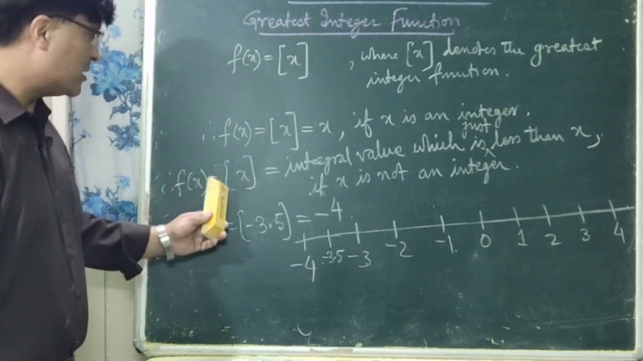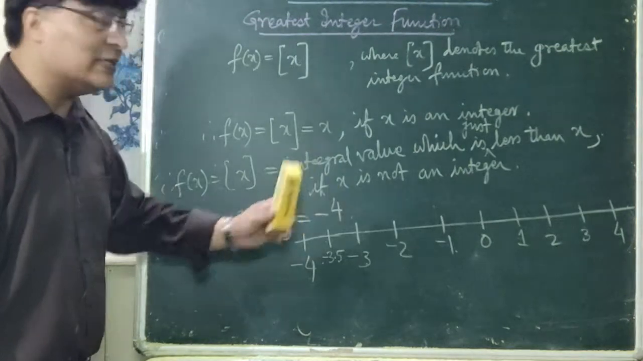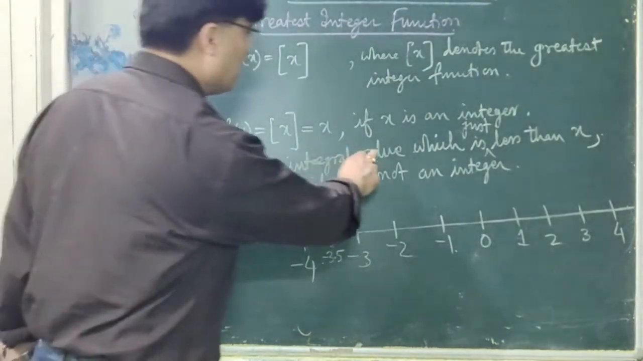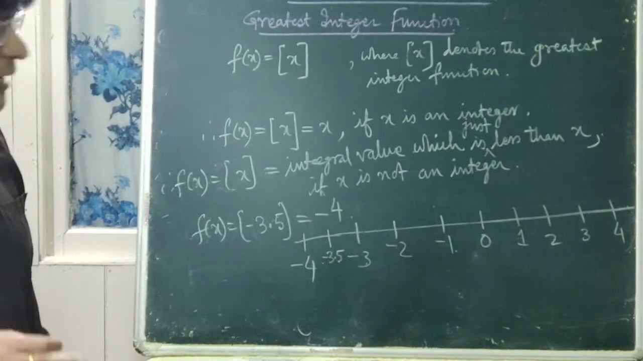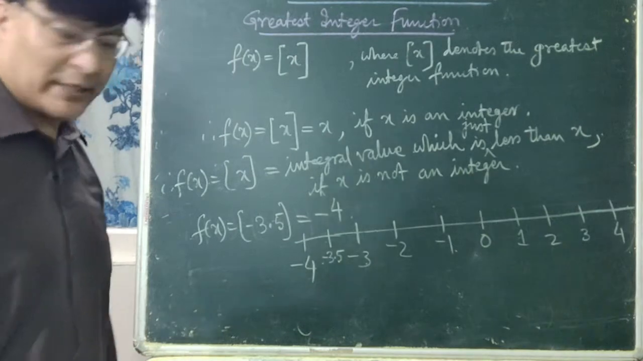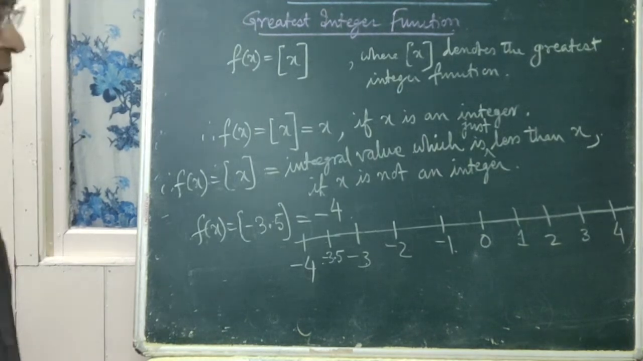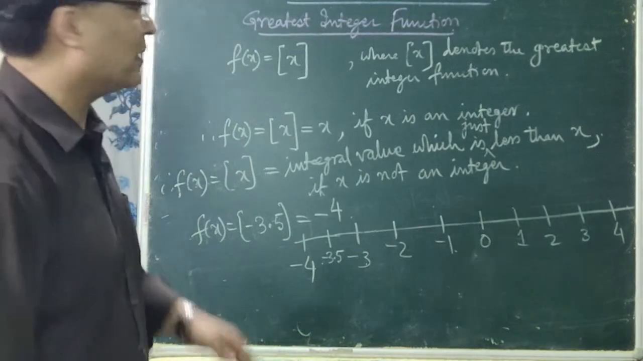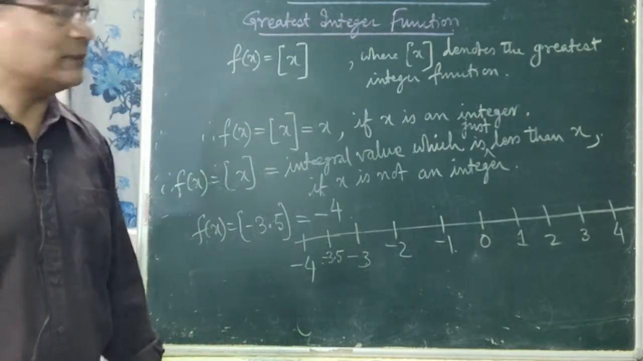So f of x is equal to, within third bracket, x is equal to, if x is not an integer, what will you write? The integral value which is just less than x. You have to write down the integral value which is just less than x. Okay, so you can copy it. So now we'll do the question related to this greatest integer function. So I think you have understood it.